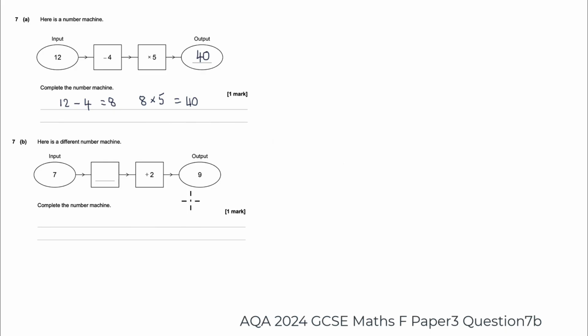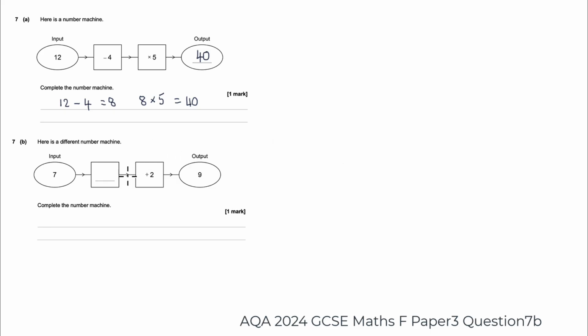Here's a different number machine. This time the input is 7. The first operation is unknown. The second operation says divide by 2, and we end up with an output of 9. So what on earth goes on? We have to fill in this unknown operation. So 7, we do something to that, and we end up with some unknown number, which, when we divide by 2, gives you 9.